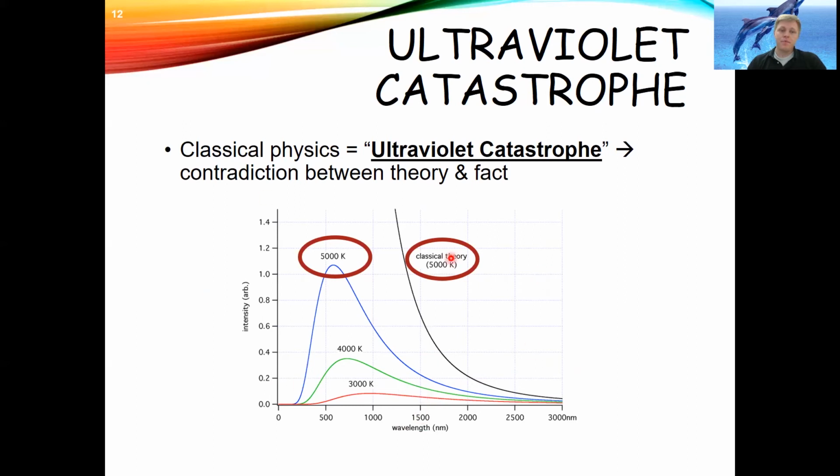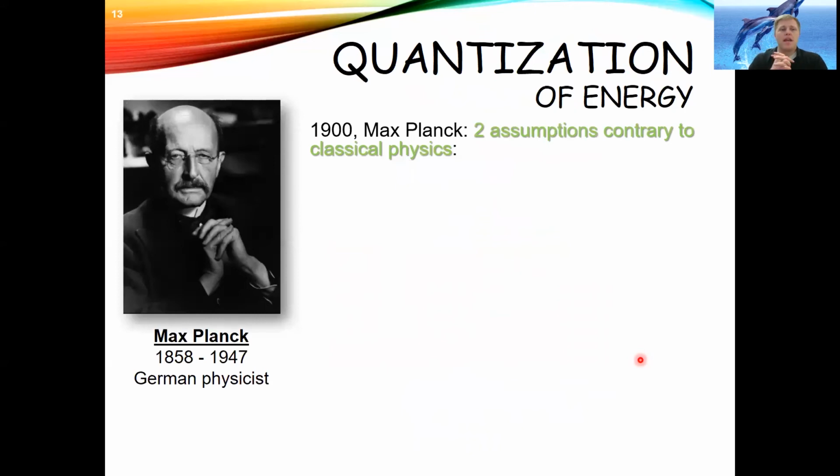All right, but big problem: classical physics doesn't match experimentation. So theory and reality are not matching up. So along comes Max Planck, who looks really friendly. In 1900, Max Planck came along with two new assumptions, and these both violated classical physics.